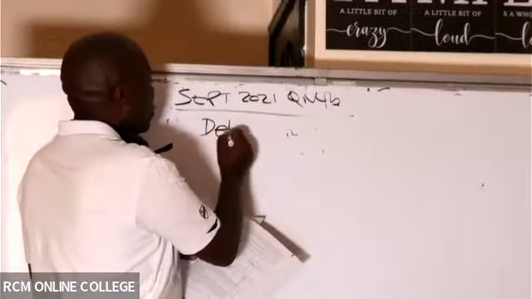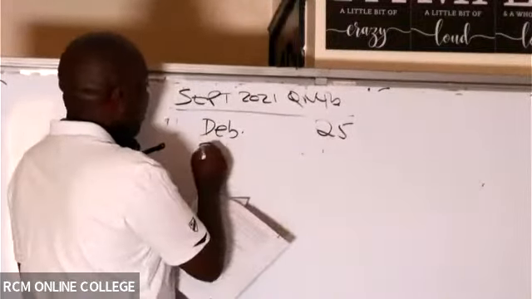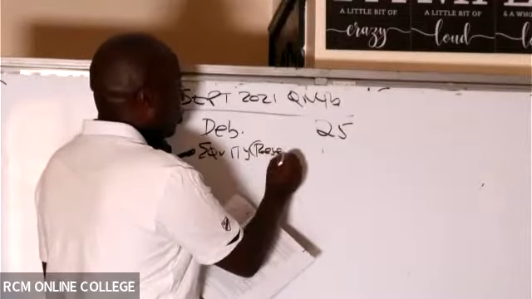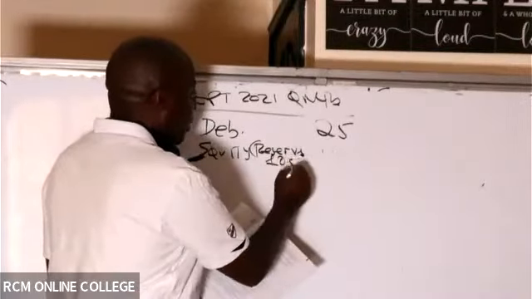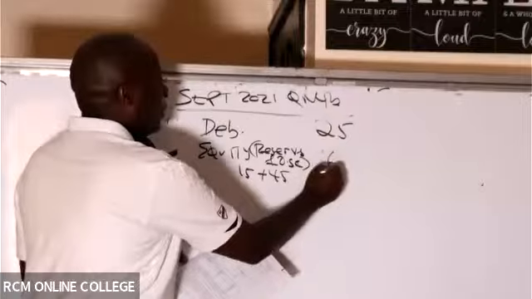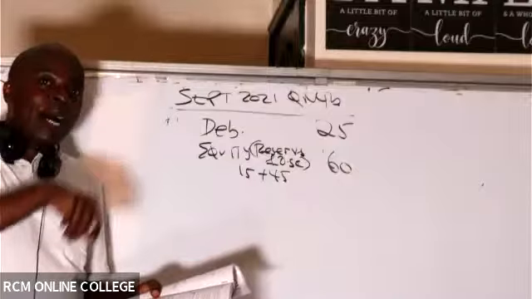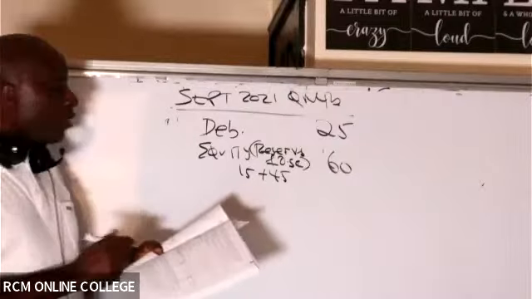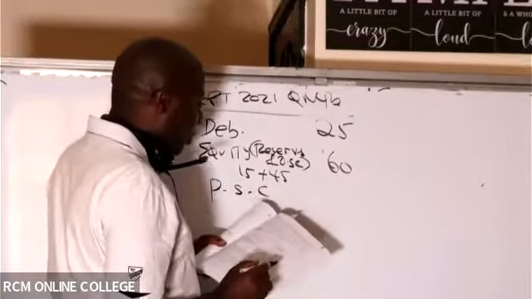So I have debentures, 25. We have equity. Of course, I will combine reserves, which belong to equity holders, so I'll take reserves plus ordinary share capital. I combine them: 15 plus 45, which gives me 60 there. If we had retained earnings, I would have also combined them to get equity, because reserves belong to equity holders. And then we have preference share capital, which in this case is 15.